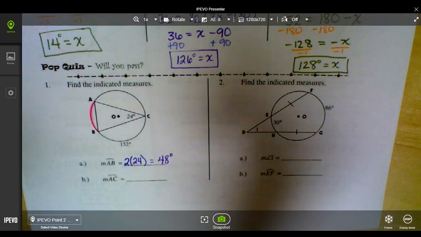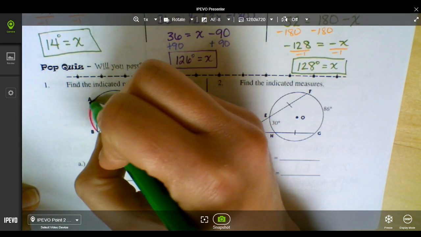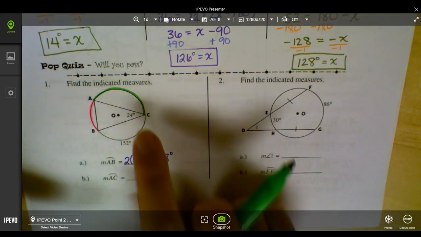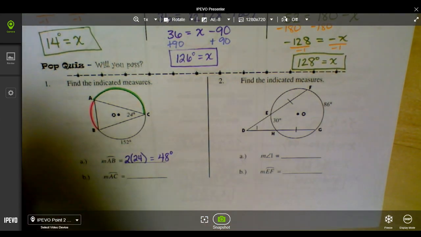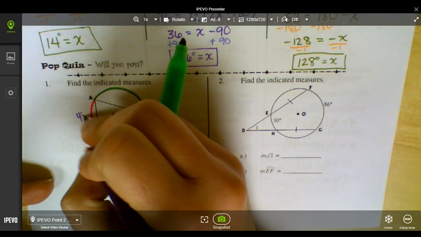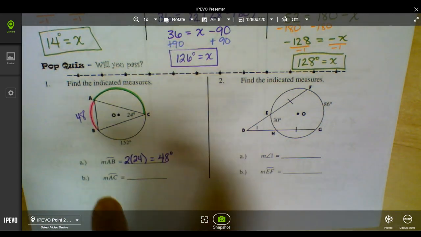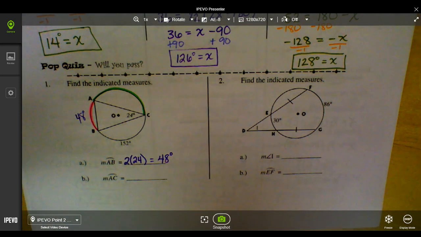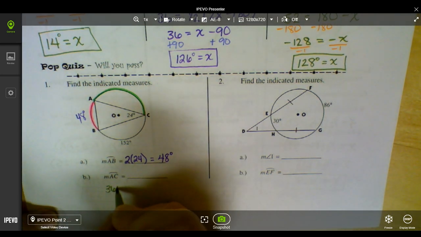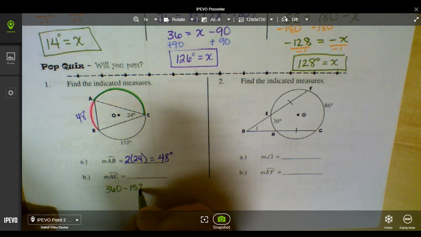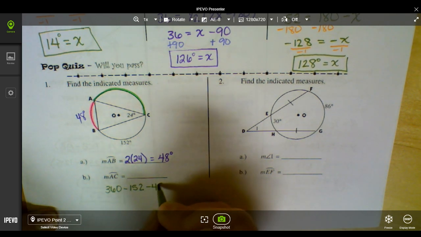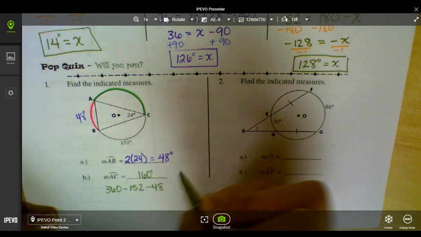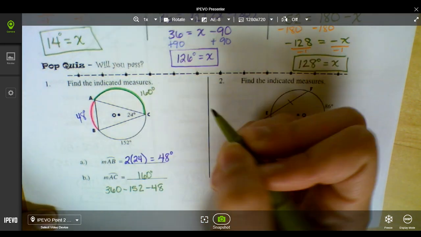And then the next one is figuring out what AC is. They give us that BC is 52. We know that AB is 48, and that would complete the whole circle. So all we have to do to solve for this one is 360 minus 52 minus 48, and that's going to give us what AC is. If you subtract all of that, you should be getting 160 degrees.